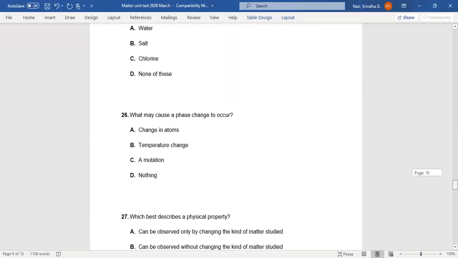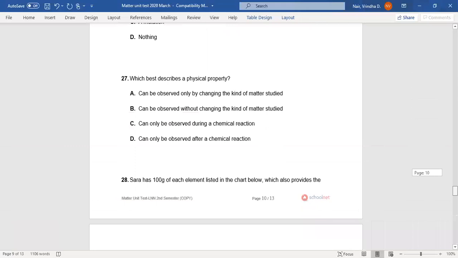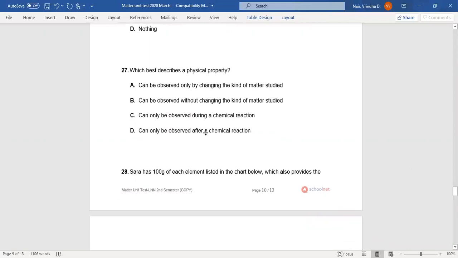Which may cause a phase change to occur? Change in the atoms, change in temperature, a mutation, or nothing? Which best describes a physical property: can be observed only by changing the kind of matter studied, can be observed without changing the kind of matter studied, can be observed during a chemical reaction, or can be observed after a chemical reaction? So again, read through carefully, please, for you to answer the questions.